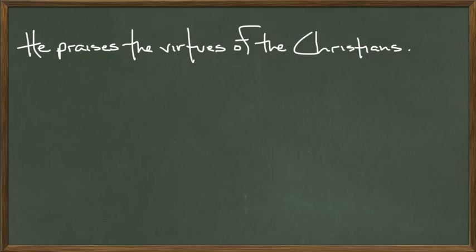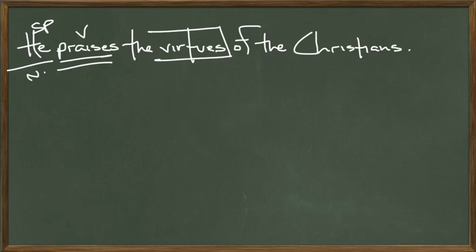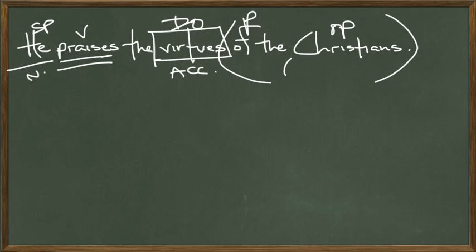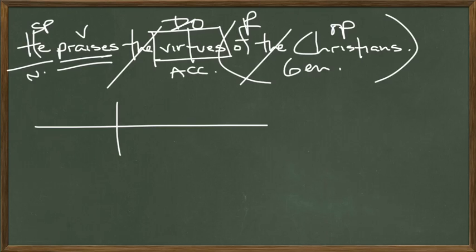He praises the virtues of the Christians. Subject of the sentence: he, subject pronoun, nominative case. What's he doing? He's praising, verb. He's praising what? Virtues, direct object, accusative case. Of, preposition, of whom? Christians, object of the preposition, of the Christians, prepositional phrase, genitive case. The is an article adjective. Let's diagram this first, and then I'll say that we were actually not going to use the preposition when we translate.